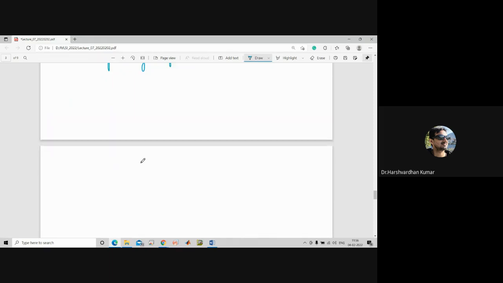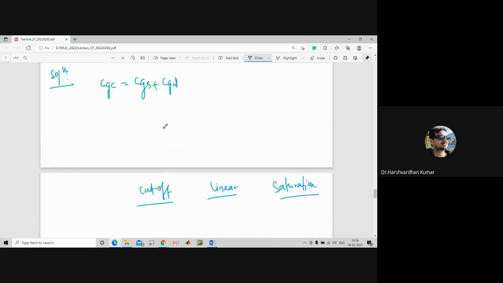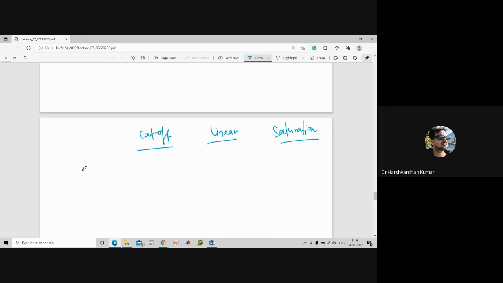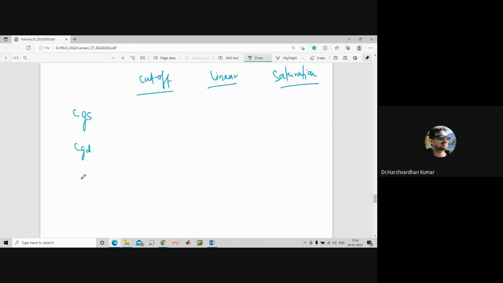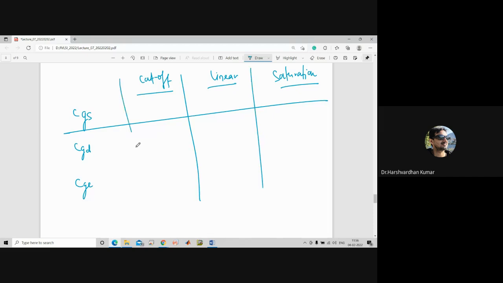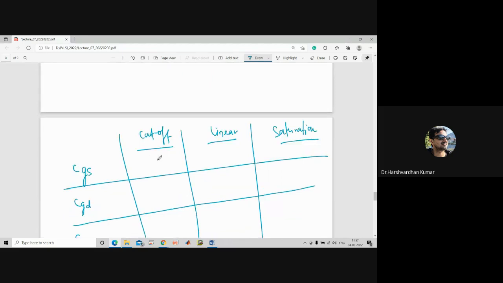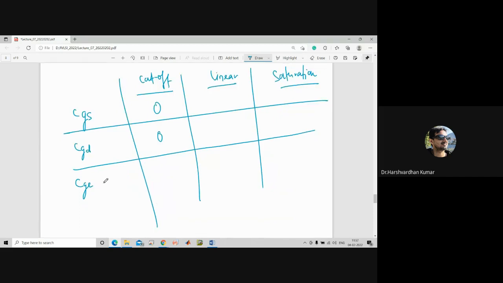So let us draw the table first: cutoff, linear and saturation. And we know for the gate to channel, it means gate to source plus gate to drain. So first gate to source, gate to drain, and then we will find GC. So what is the formula for gate to source? Under cutoff, what will be the value? 0. So all the values will be 0, right?